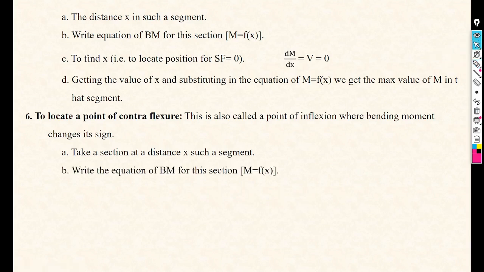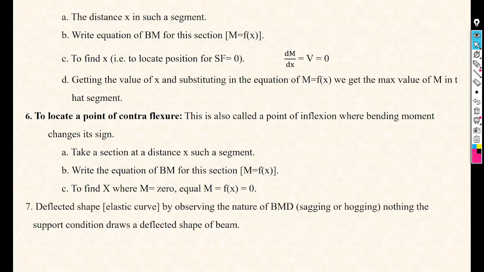Now take a section at a distance x. Same thing. In the section where we get the bending moment zero, we need to consider the section at that point, consider the x distance, then again write the equation for the bending moment by taking moments. Find the x where the moment is zero. In this equation the bending moment is zero, so whatever equation we get in the form of x, we equate it to zero and we will get the value of x. Once we get the value of x, that point is indicated as a point of contraflexure.